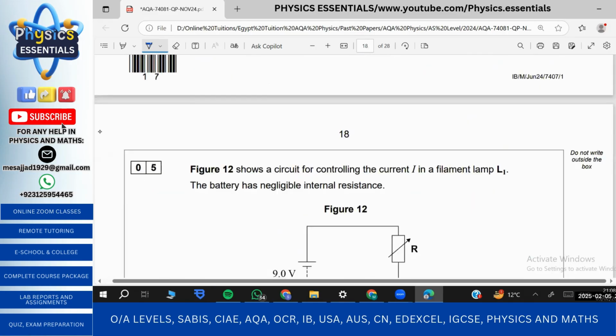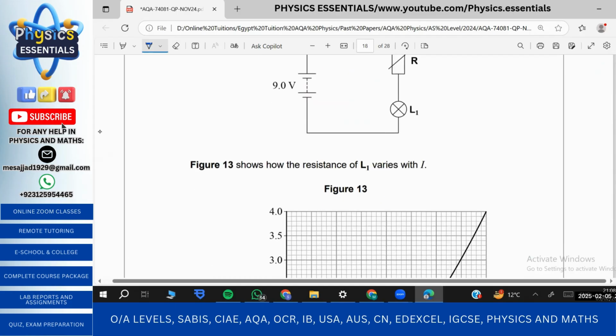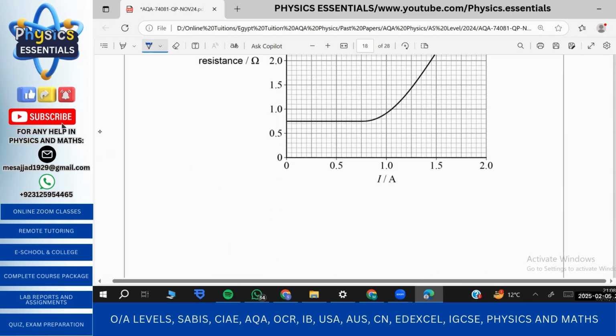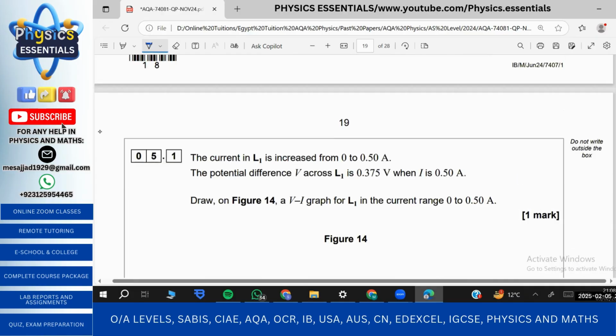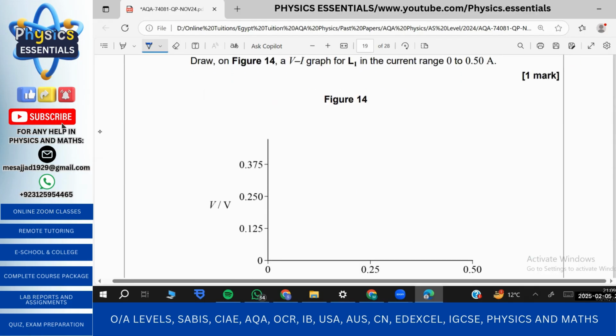Okay. Question number 5. Figure 12 shows a circuit for controlling the current I in the filament lamp L1. The battery has negligible internal resistance. Figure 13 shows how the resistance of L1 varies with current I. The current in L1 is increased from 0 to 0.50 A. The potential difference V across L1 is 0.375 V when I is 0.50 A. Draw on figure 14 a V-I graph for L1 in the current range 0 to 0.5 A.